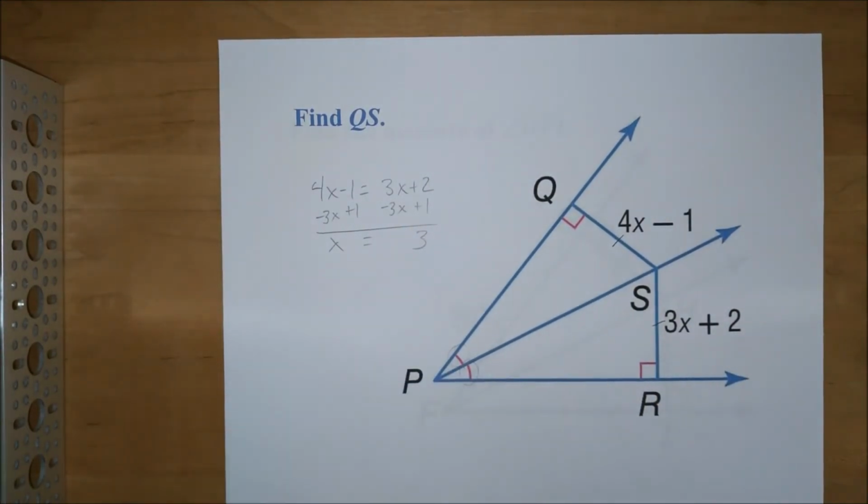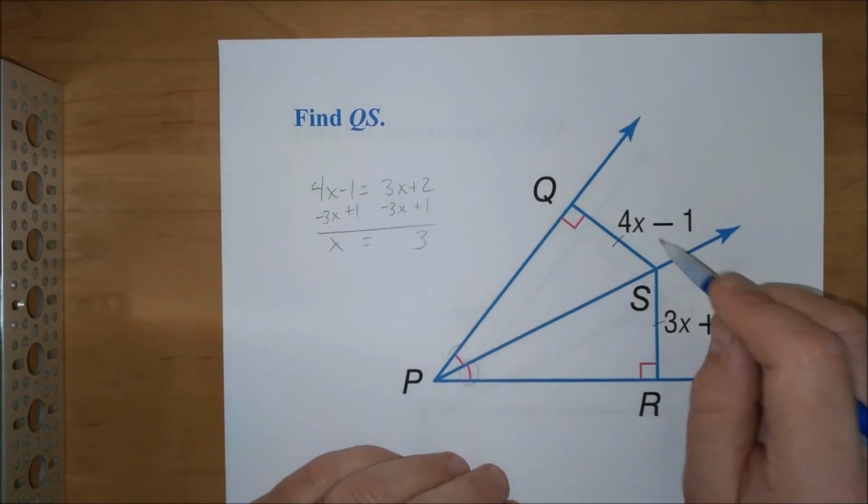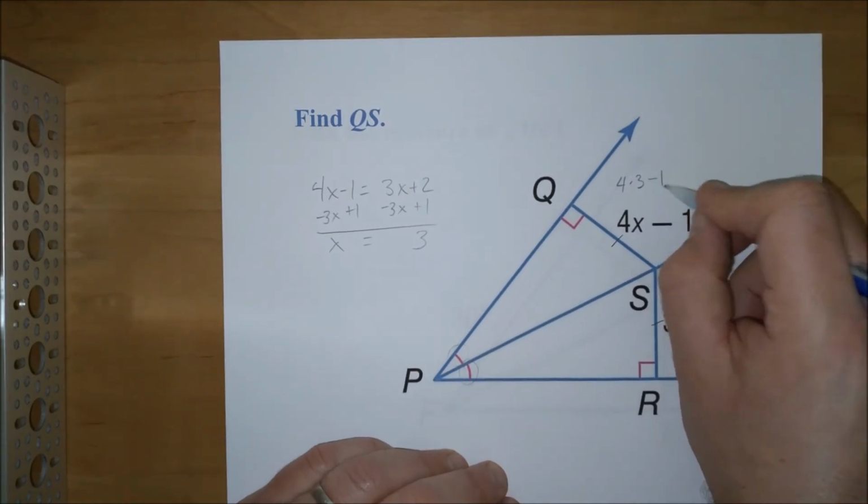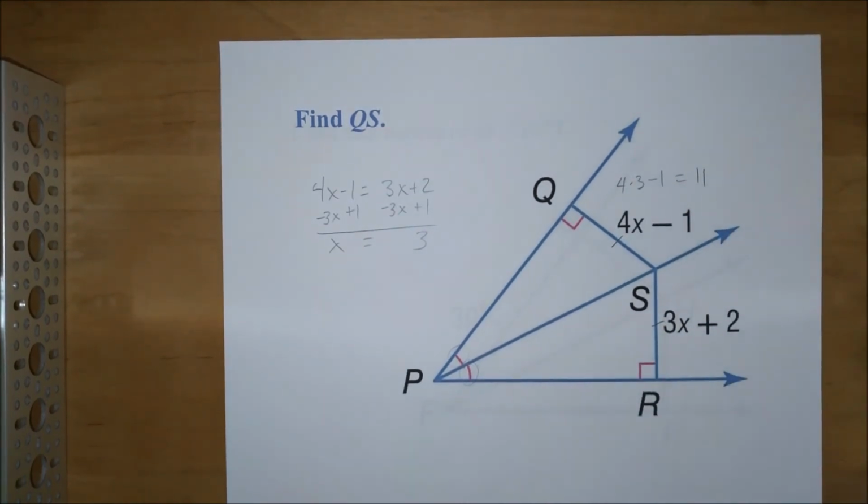Okay. That's not what they wanted though, right? They want to know QS. Can we plug it back in? 4 times 3 is 12 minus 1 is 11. Good.